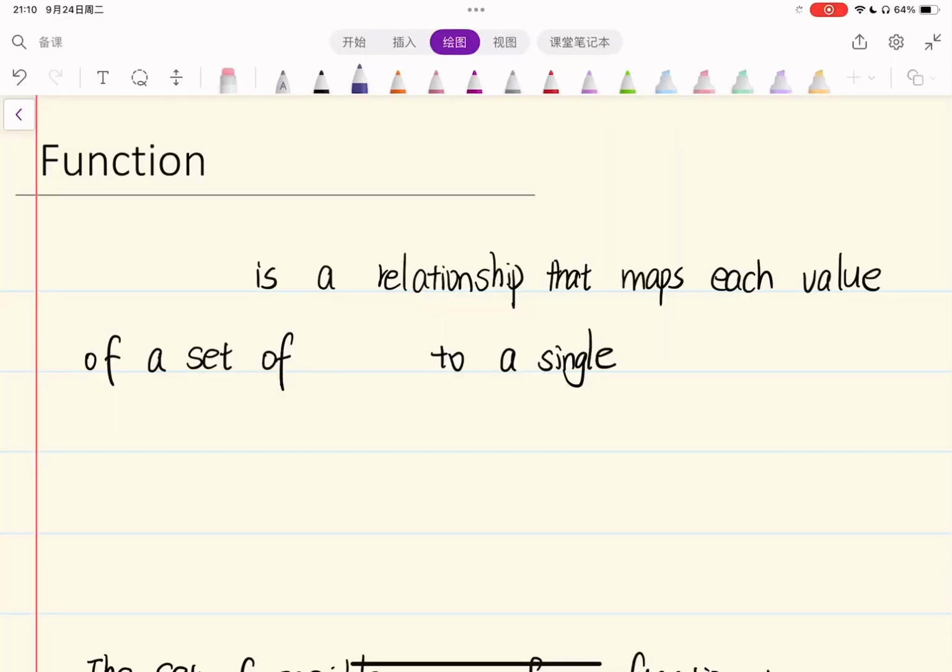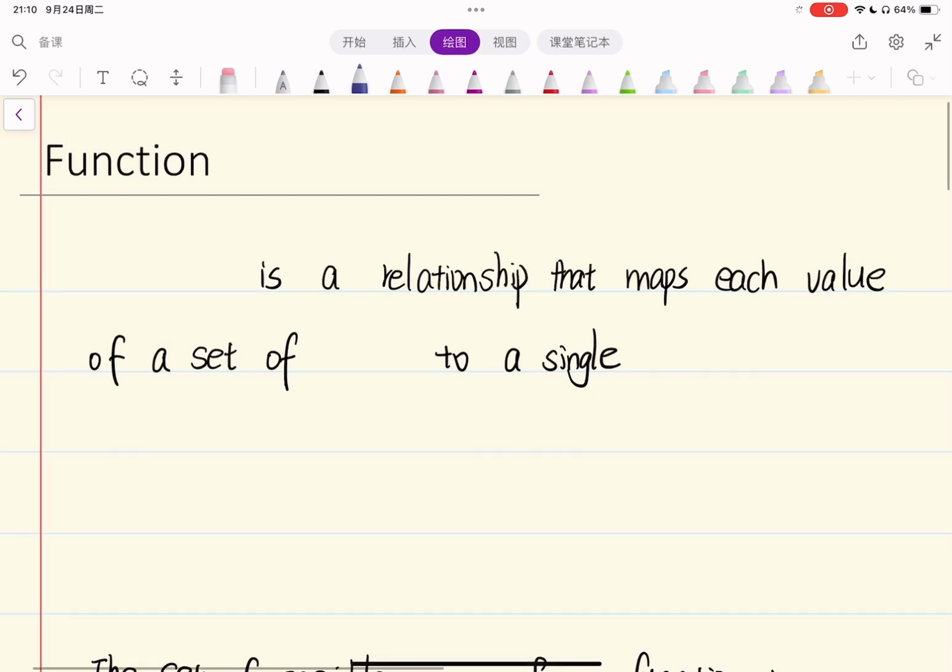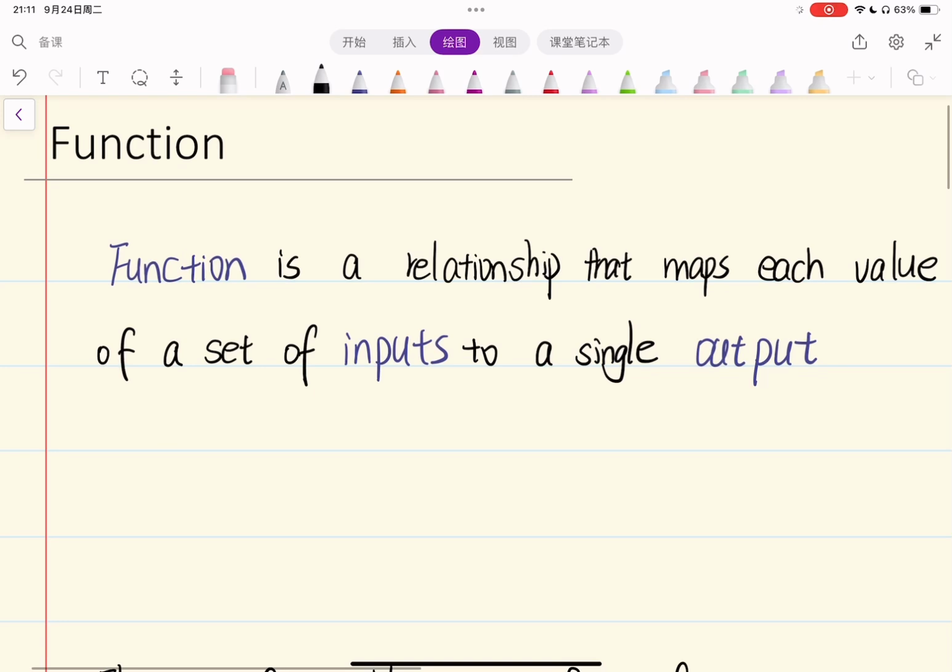Hello everyone, in this video we are going to learn about functions. What is a function? A function is a relationship that maps each value of a set of inputs to a single output. We usually write f(x) as a function of x.